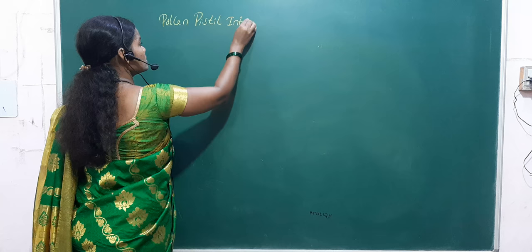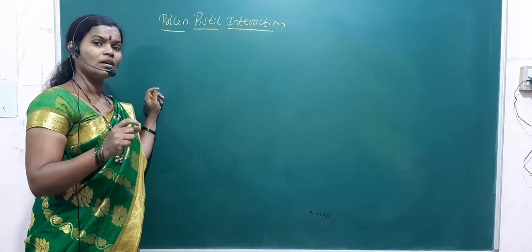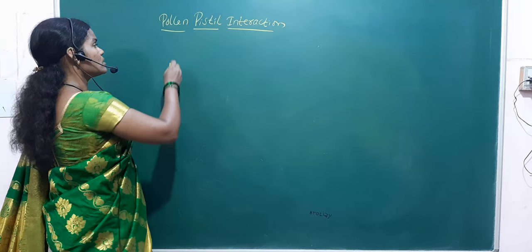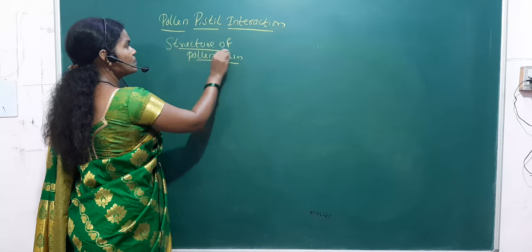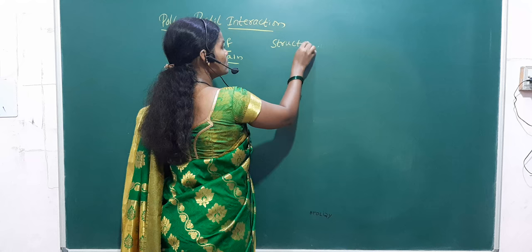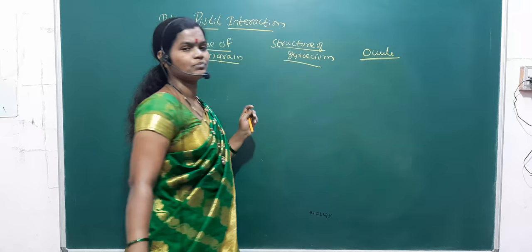Now, to understand this mechanism, once again you have to remember the previous classes, the very first classes, like the structure of pollen grain. You have to remember the structure of gynoecium. And even the structure of ovule also you have to remember. Now we'll do a brief revision here.